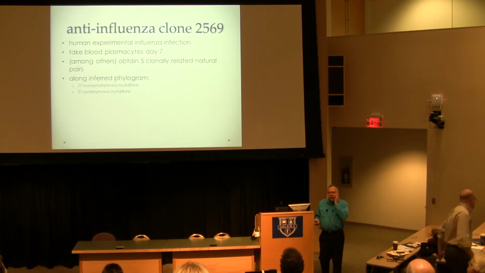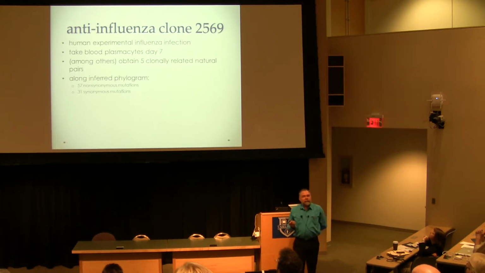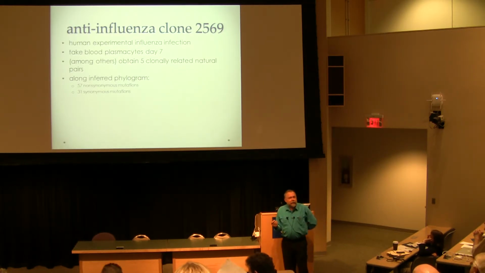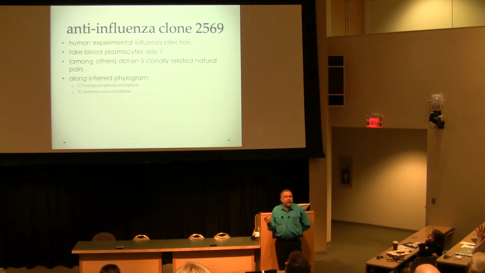So let's apply this to a specific case. We call it clone 2569. In this particular case, this is a study that was done in England. Volunteers who all turned out to be Australian for a reason that I don't quite understand. I don't know. They voluntarily inhaled influenza, and 7 days after they inhaled the influenza, they gave blood samples, and our colleagues went through the procedures that I just outlined and isolated scores of antibodies from these patients.